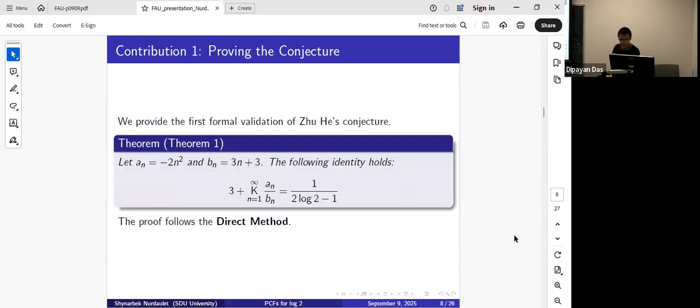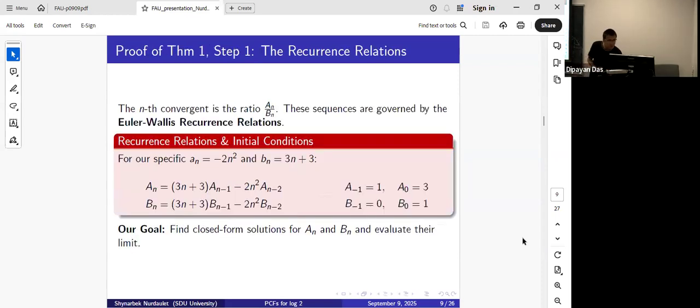First, we start with the direct method. This is our first theorem. We let our numerator be equal to minus 2n squared, and our denominator be equal to 3n plus 3, and we say that this identity holds. In order to do that, we first need to show that this recurrence relation holds, and we just need to solve it. So sounds easy, right?